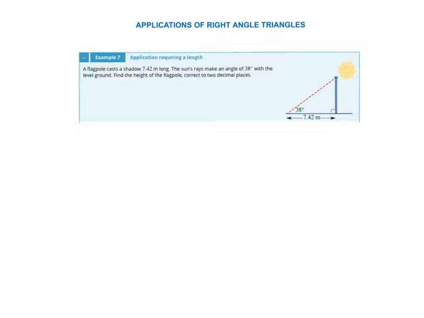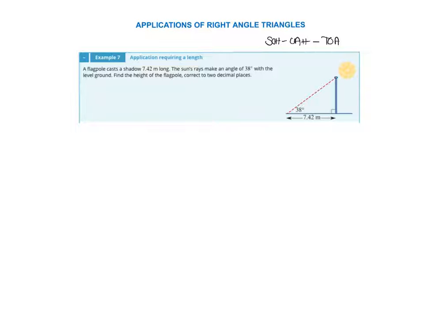Okay, today's lesson is just going to be still using SOH CAH TOA, but we'll be using practical questions, meaning they're going to put a scenario up. So we have a flagpole that casts a shadow 7.42 meters long, and the sun's rays make an angle of 38 degrees with the level ground. Find the height of the flagpole correct to 2 decimal places.